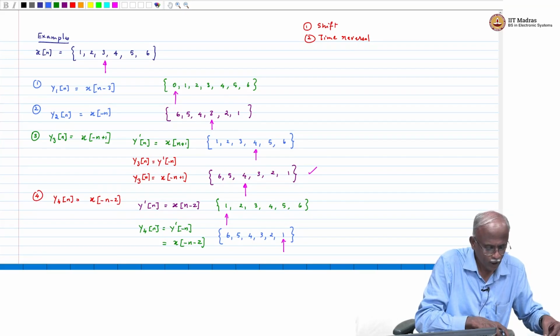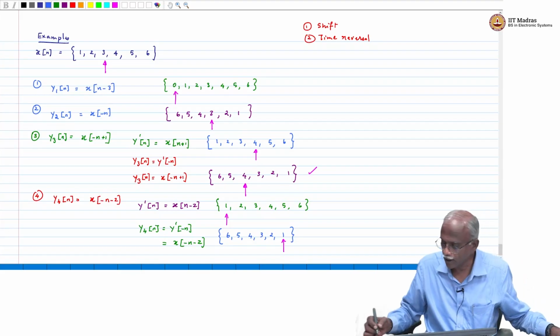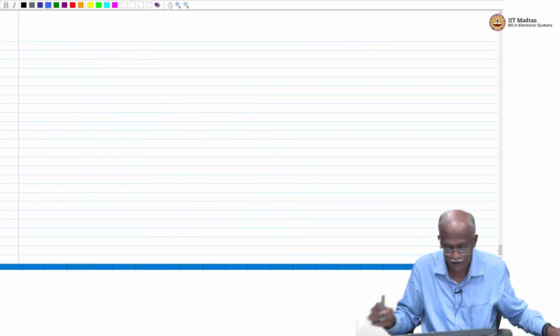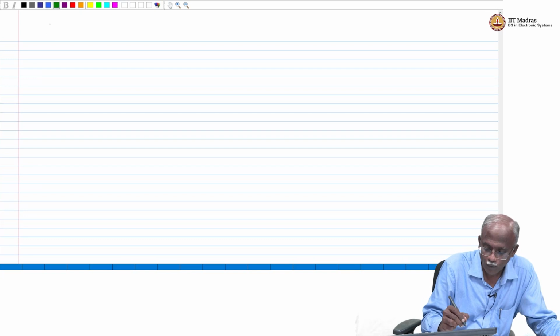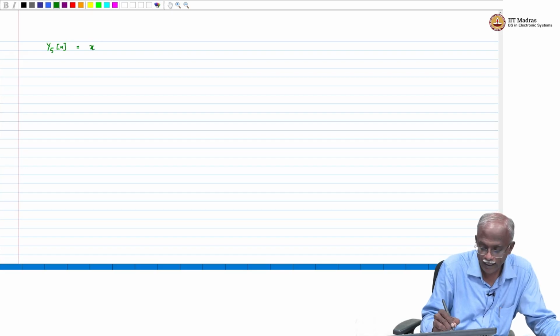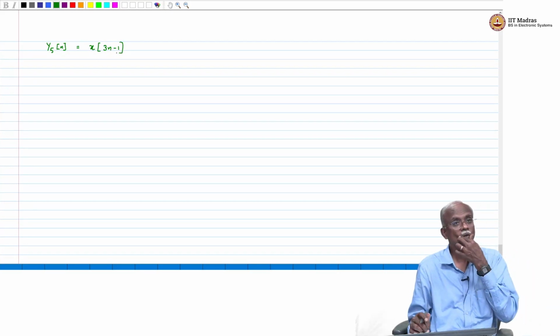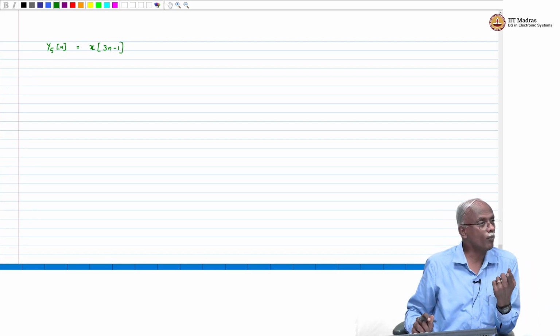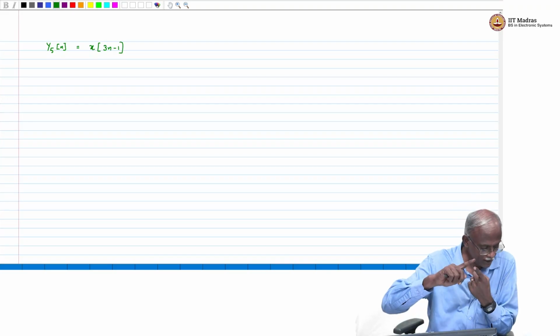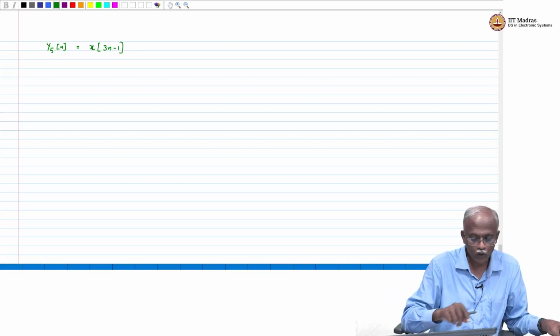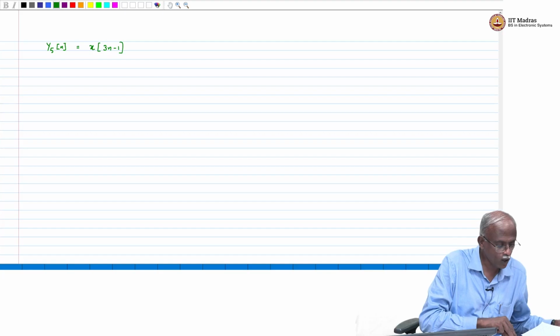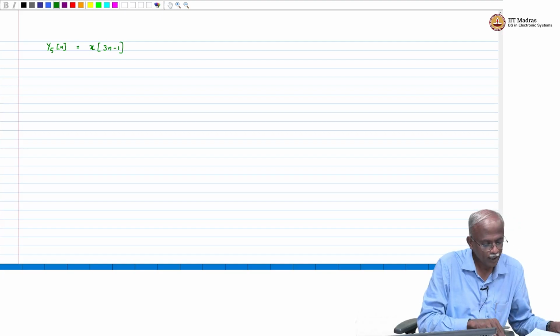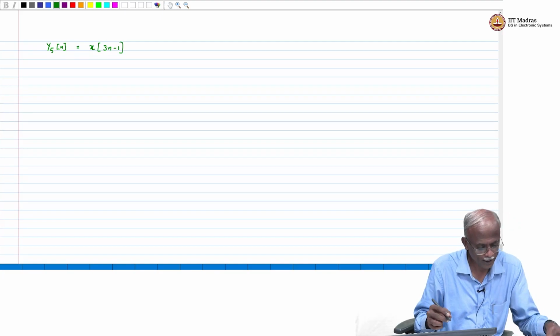All right. Now comes a final operation, which is a complex compound operation, where you have y5 of n equal to x of 3n minus 1. Okay. What are the operations involved here? There is a shift operation. There is also a time scaling operation. Very, very important to recognize that.